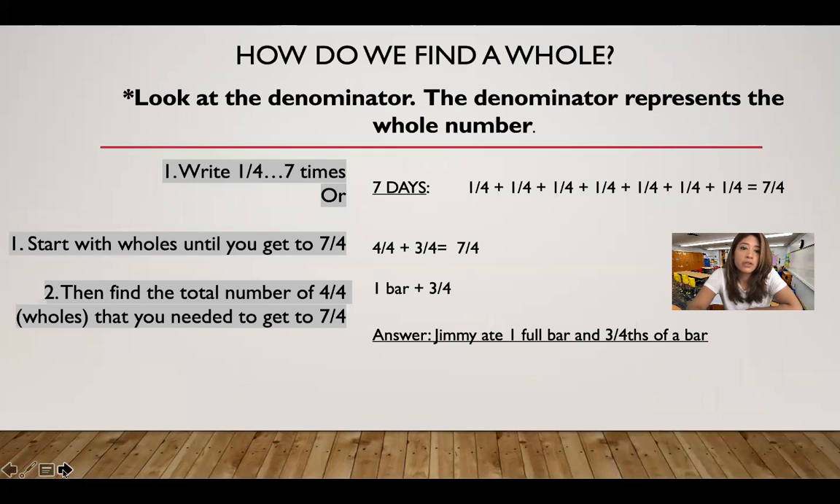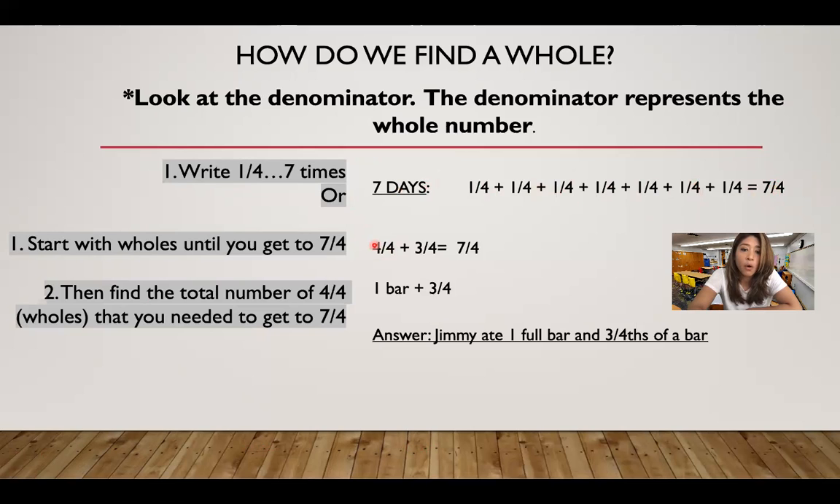So this is similar to last week's PowerPoint. Here, I told you to look at the denominator. The denominator represents the whole number. So if your denominator is 4, then you want to make your numerator a 4th to give you one whole, okay? So for example, the way that we did it earlier, we just added all the 1/4 and we got our 7/4, okay? You could always skip that step and just start with the 7/4.